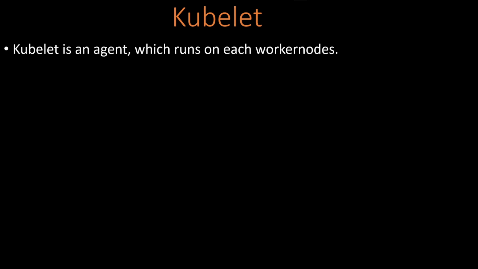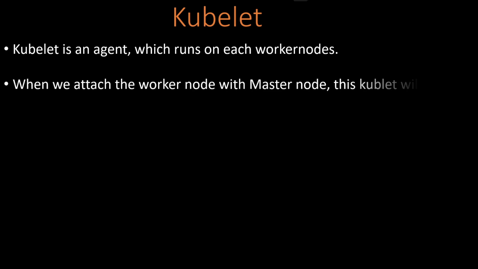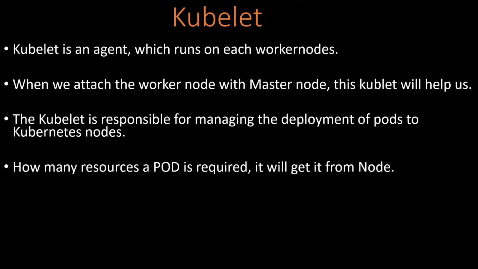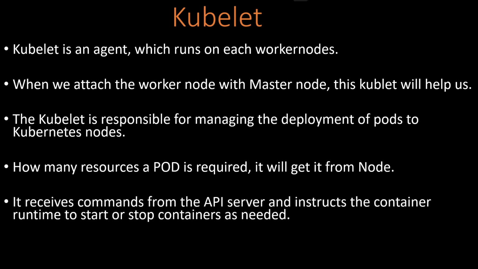Now, what is kubelet? Kubelet is an agent which runs on each worker node. When we attach the worker node with the master node, this kubelet will help us. The kubelet is responsible for managing the deployment of pods to Kubernetes nodes. How many resources a pod requires, it will get from the node. Lastly, it receives commands from the API server and instructs the container runtime to start or stop containers as needed. It means that kubelet is a core component.